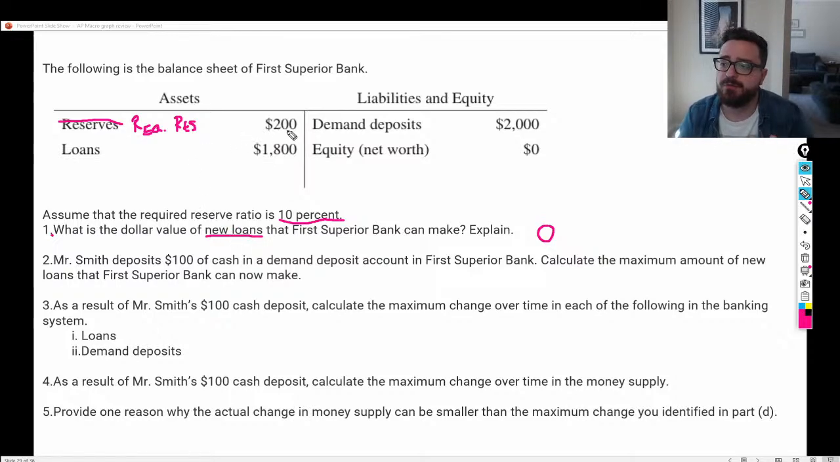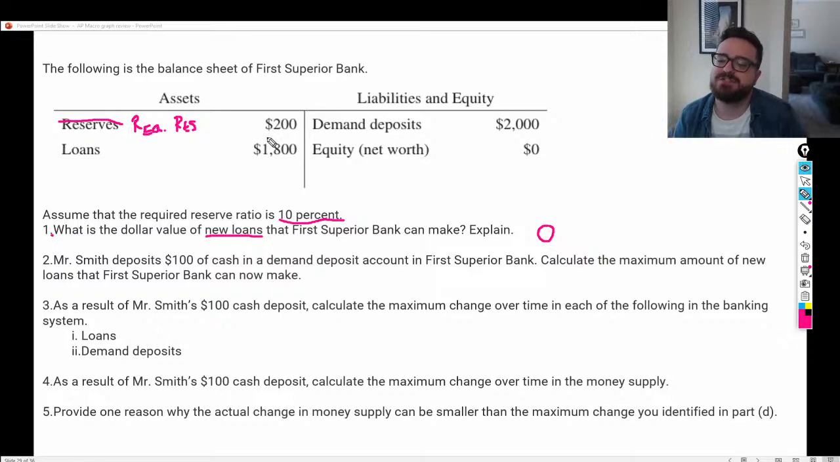They've got 200 in their required reserves and nothing in the excess, so they can't loan out anything. The explanation would be: this bank cannot make any new loans because it has already loaned out all of its excess reserves. It currently has 0 excess reserves, so it cannot loan anything.